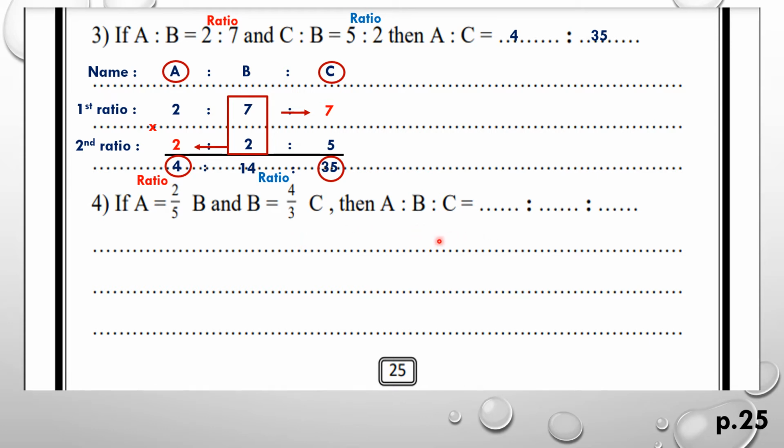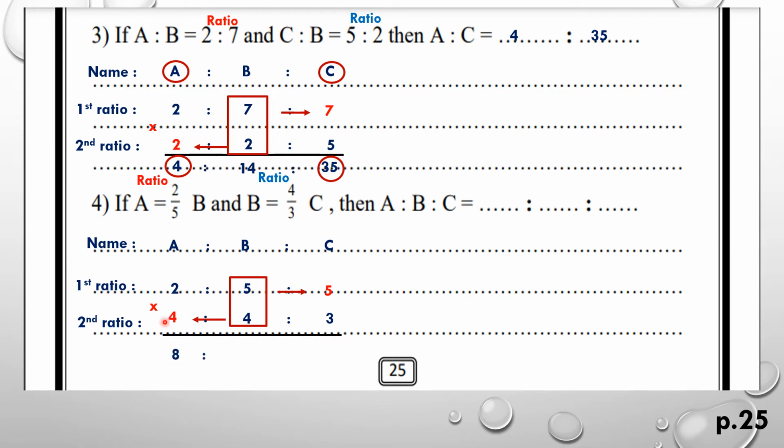Now let's start solving using our form, which is name, first ratio, second ratio. The names are A to B to C. First ratio, 2 over 5. 2 under A, 5 under B. Second ratio, B equal 4 over 3C. 4 under B, 3 under C, by order. Do we have a completed column? Yes, we have. Let's fill the empty spaces. 5 here and 4 will be here.